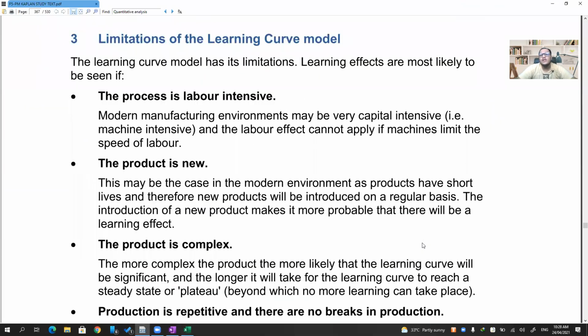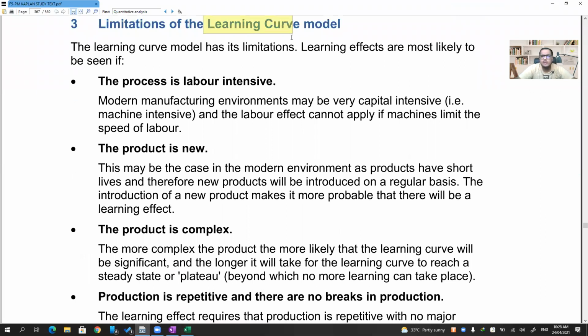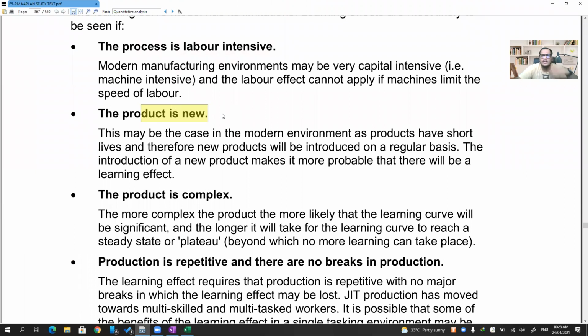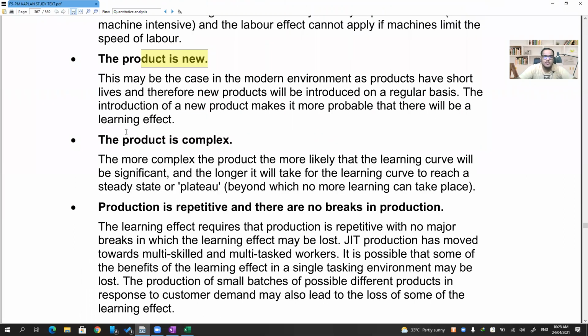Now, when will learning curve analysis work out, sir? These are also examples I told you at the beginning. The process should be labor intensive. It should be a new product. That is when the learning curve starts. The product should be complex.